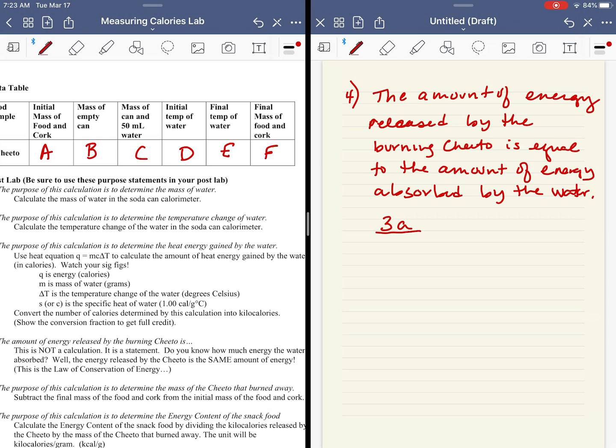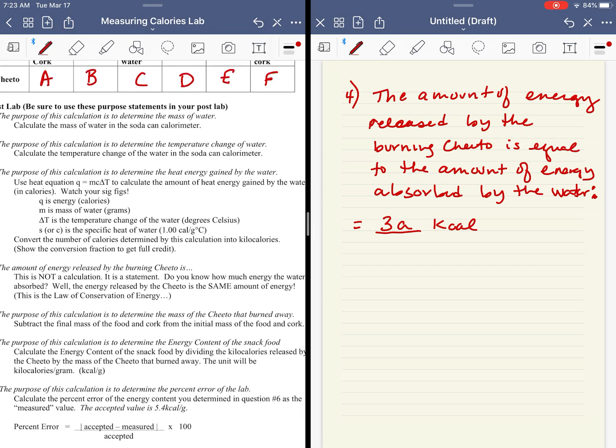So whatever you got in question 3A, report it here. We're going to put a colon, and this should be in kilocalories. So it's equal to whatever you got from 3A in kilocalories. That's the amount of energy released by the burning Cheeto. We measured it when it was absorbed by the water.